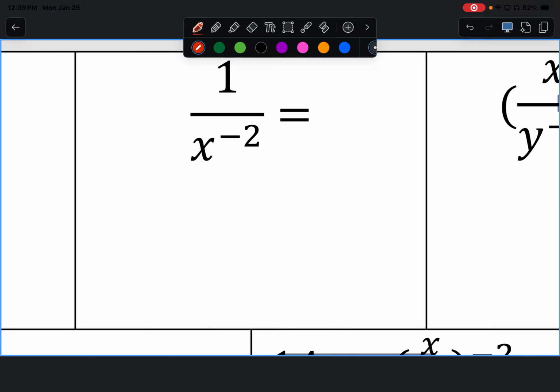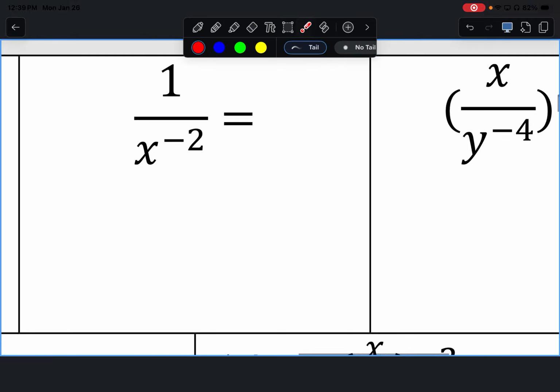All right, then we have our next question where we have 1 over x to the negative 2. For this one, is there anything in the numerator that we need to worry about? No. But in the denominator, what do we have? So where does that need to move to? And when we move it to the top, it needs to become? We can either write it like that, or we can put it over 1, because technically, that is what's in front of that down there.